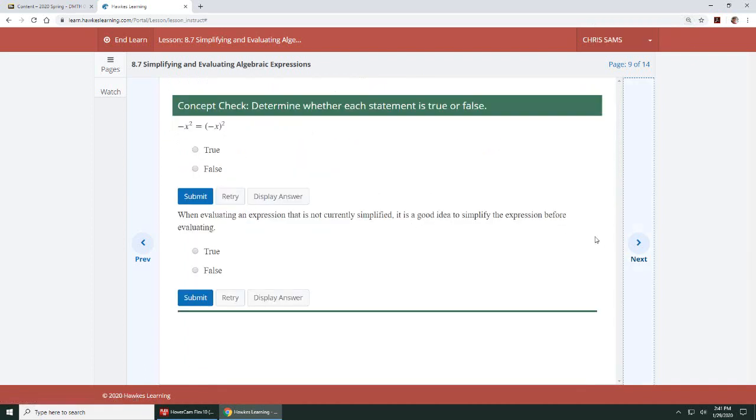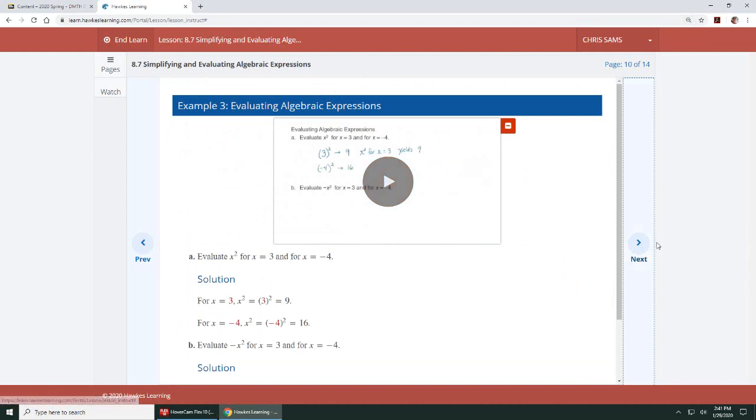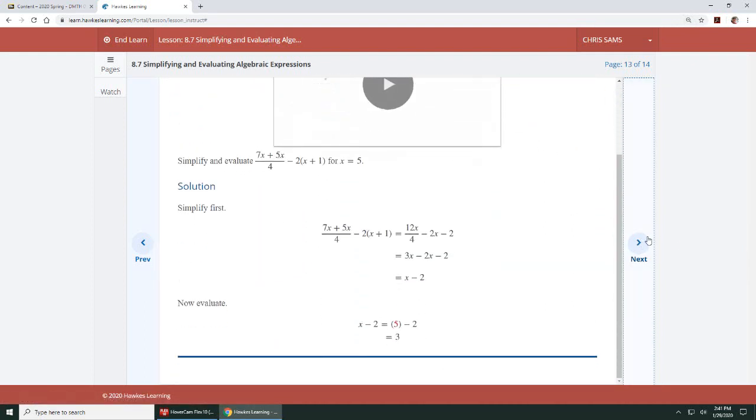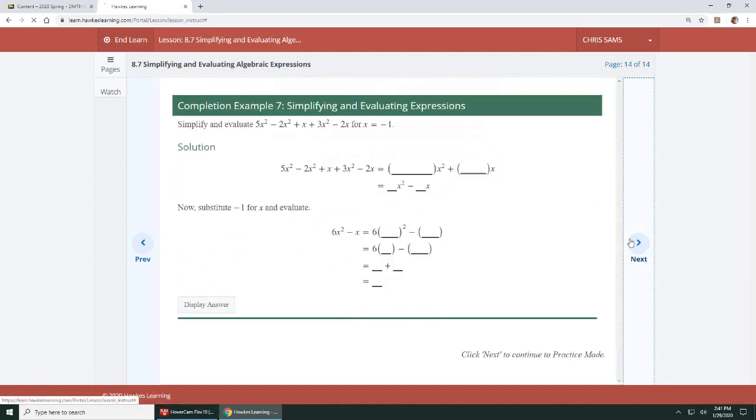And I think that's probably going to be it. I don't remember seeing anything else. Some more examples that you can go through are extra if you want. They have videos. We're going to do our own.